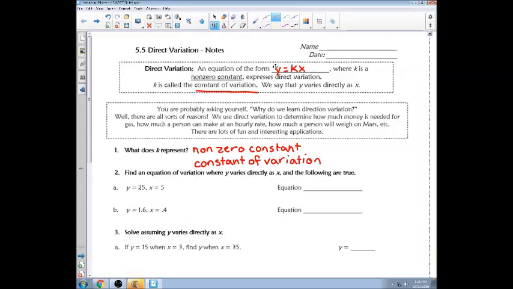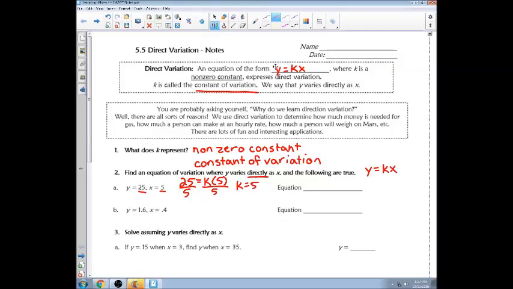Find an equation of variation where y varies directly as x and the following are true. So it tells us that y equals 25. Remember that if it says y varies directly, that is the key phrase, the equation we're going to use is y equals kx. So y equals 25 and x equals 5. I'm going to take 25, plug it in for y, keep my k, and put 5 in for x. To solve for k, I would divide by 5 on both sides, so k would equal 5.